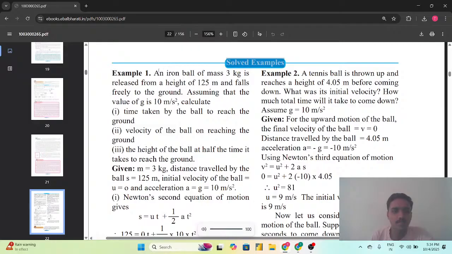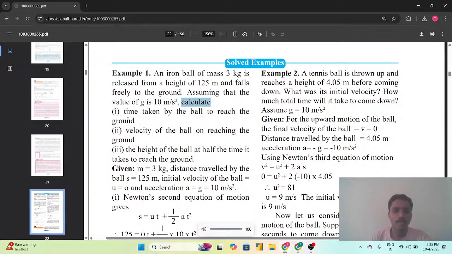So let's see. An iron ball of mass 3 kg is released from a height of 125 meters. Whenever such numericals are asked in an exam, first we have to find the given and what to find. So given here is the mass of the iron ball, that is 3 kg, and the height given is 125 meters, and it falls freely to the ground. That means this is the case of free fall which the question is asking. Assuming that the value of g, the acceleration due to gravity, is 10 meter per second square, that is also given in this numerical.